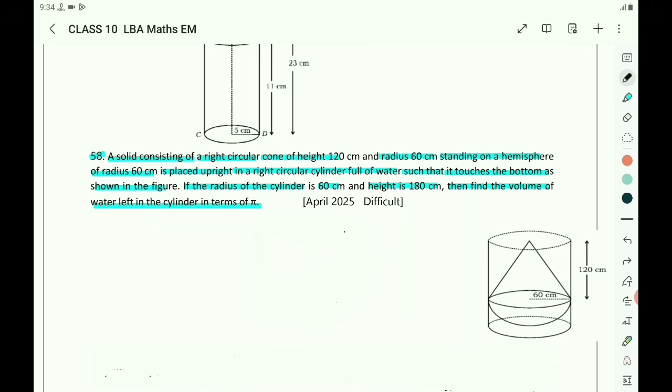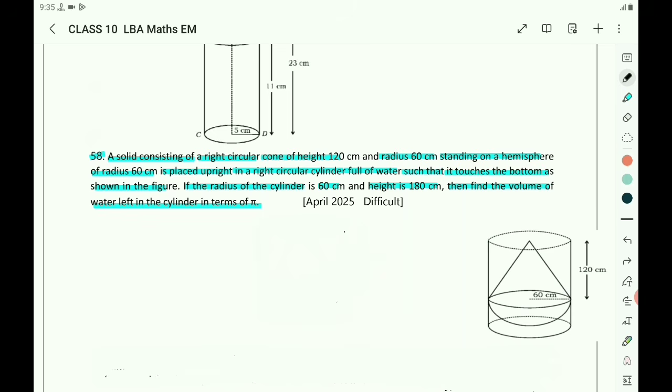And what is the radius of the cylinder? Radius of the cylinder is same as the radius of the hemisphere and the cone. And what is the height of the cylinder? Height of the cylinder is from here to here, that is 180 cm. It includes the height of the cone plus radius of the hemisphere. Now what you have to find out? We have to find the volume of water left inside the cylinder in terms of pi.